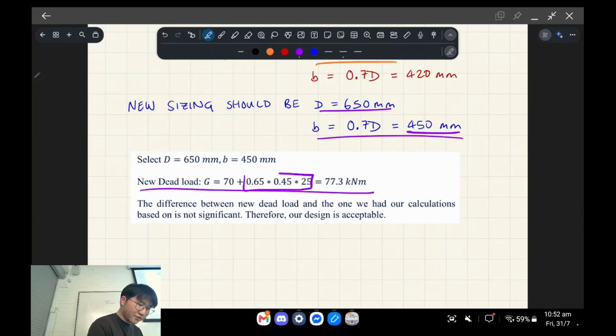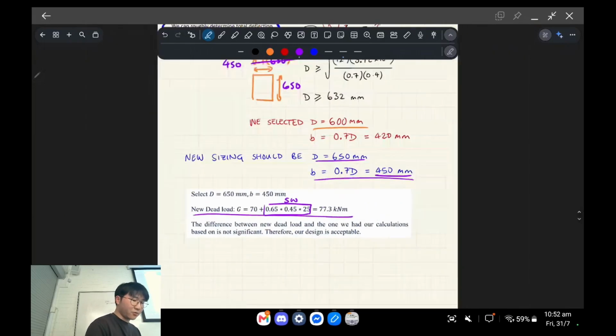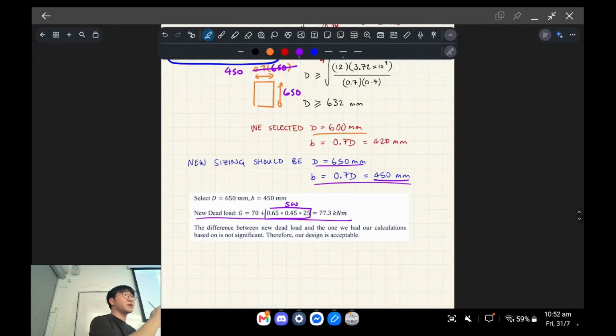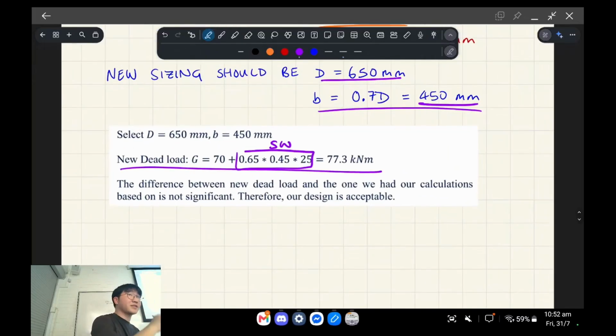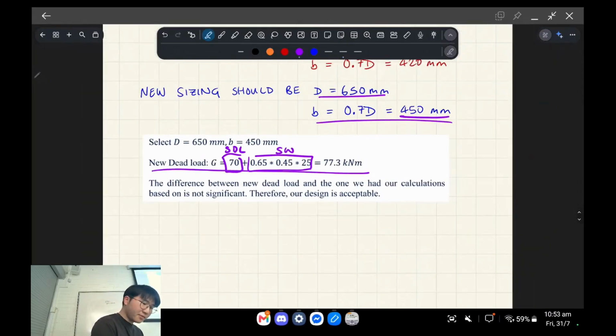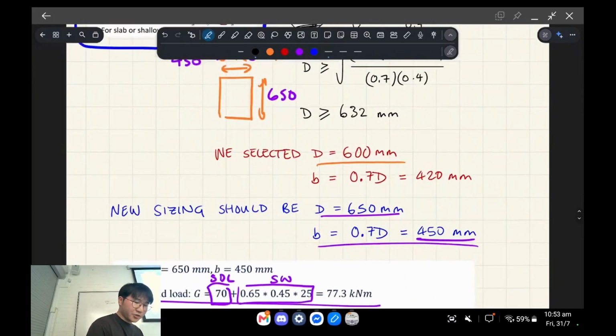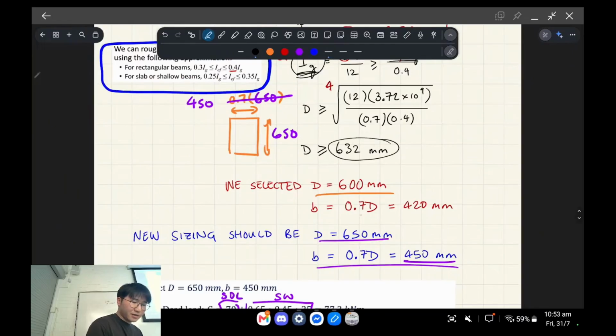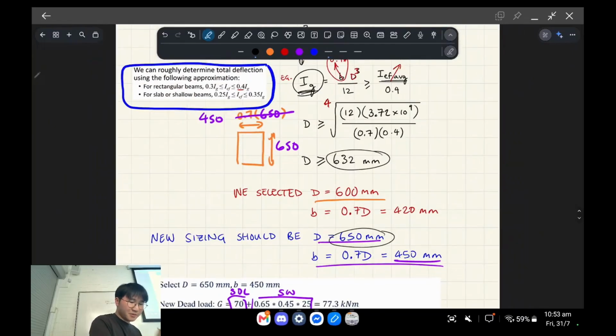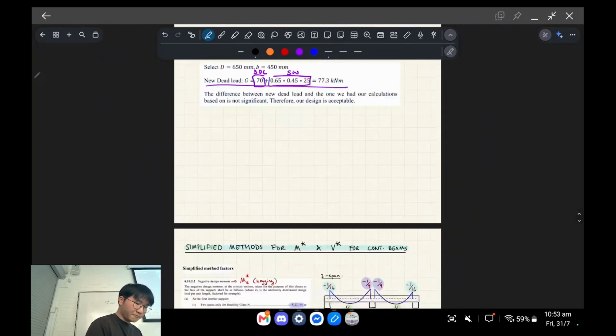The idea is the new dead load is not very different. So this is due to the self-weight. It's not very different to our dead load that we did the analysis with, because the contribution of the self-weight versus the superimposed dead load was pretty minor anyway. And so we don't need to do another iteration, okay? Because it's not going to change that deflection by much. And also we overshot the minimum depth by a bit anyway, okay?